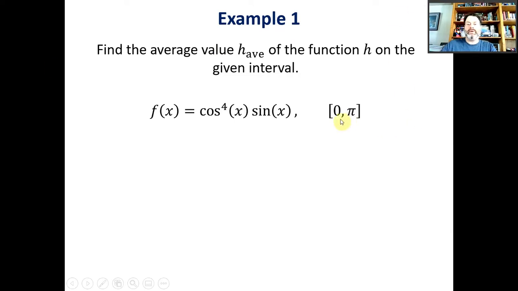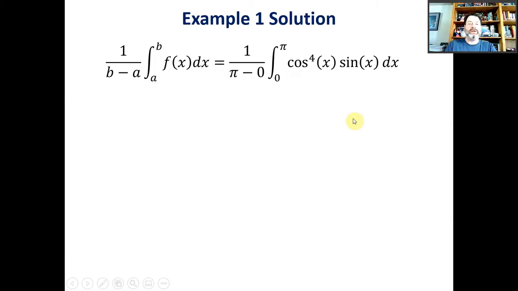So, here's a, here's b. So we're going to divide by 1 over b minus a. So 1 over pi minus 0, times the integral from 0 to pi of cosine to the fourth x sine x dx.